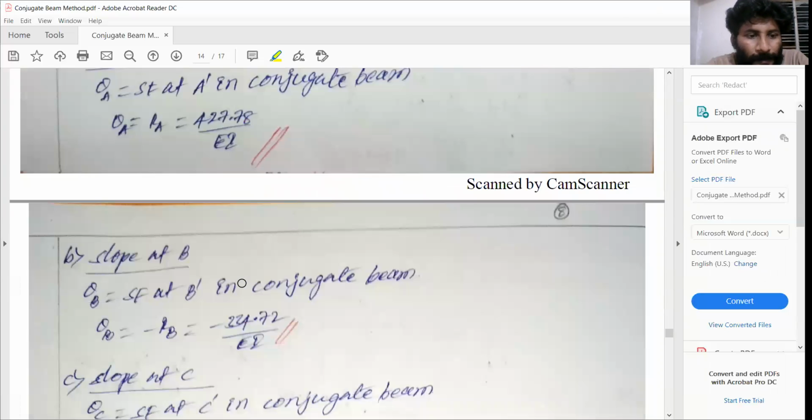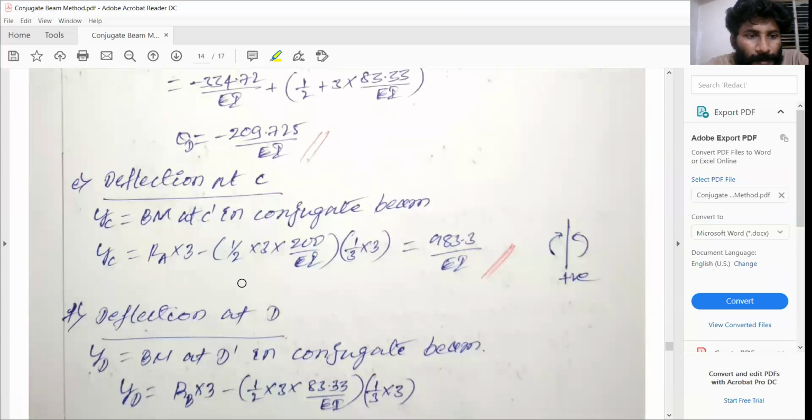So that is considered. So you can see that YC, the deflection at C, is the bending moment at C in the conjugate beam. So what are the bending moment values? We have to take the bending moment of loads and reactions about that C. So we'll get RA into 3 minus 1 by 2 into 3 into 200 divided by EI, into 1 by 3 times 3. So that is the value of deflection at C.